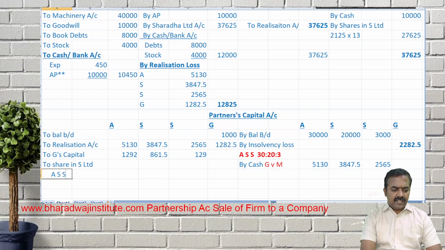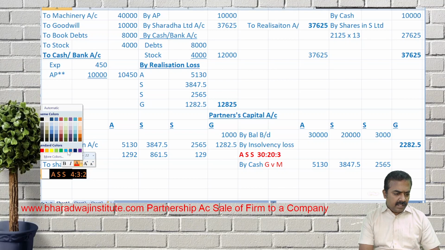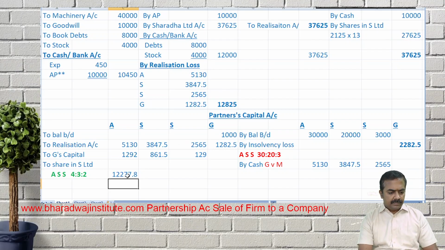Two shares in S Limited will be shared by whom? A, S, S. அவங்களோட profit sharing ratio என்ன? What is the profit sharing ratio between A, S, S? 4 is to 3 is to 2. Shares in S Limited will be shared by ASS in their ratio. So what is the shares in S Limited? The 27,625 into 4 by 9.